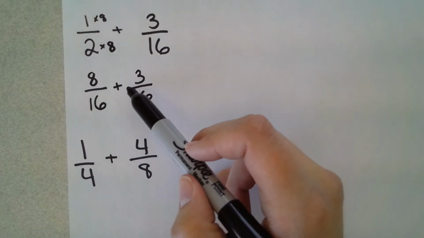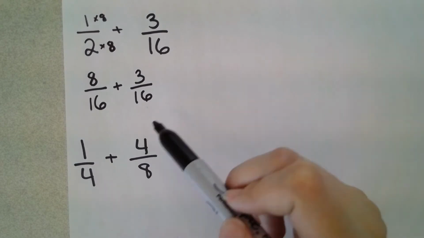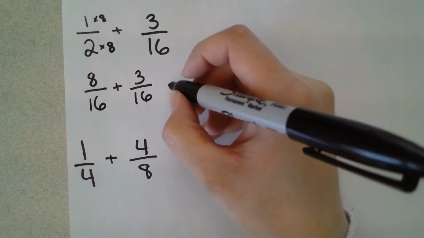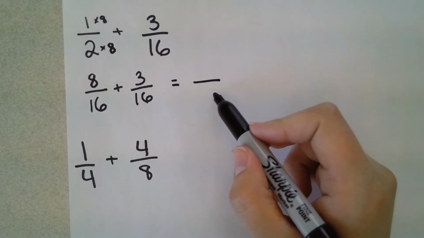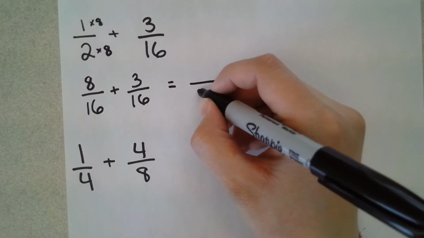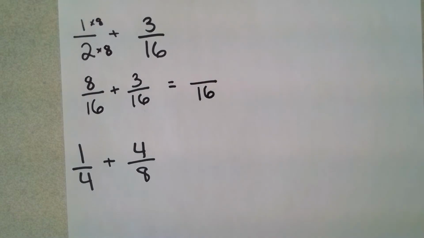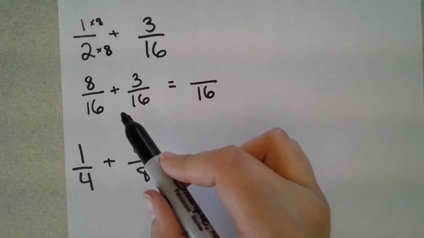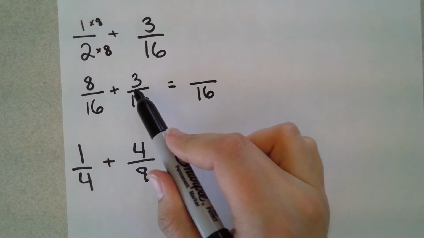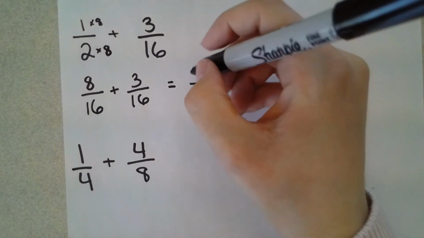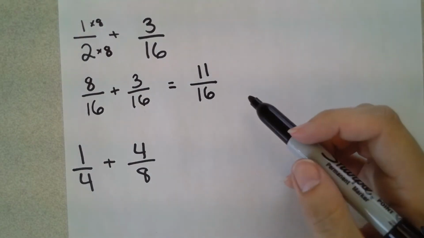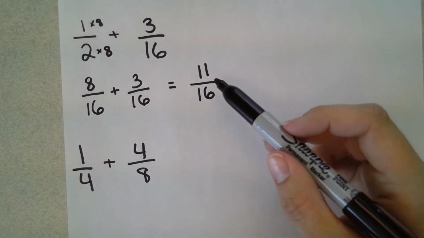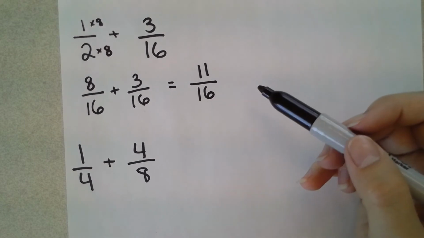Okay, there we go. So this is my new question now. 8/16 plus 3/16. Now these numbers can be added. So equals, the number on the bottom is going to stay the same, 16. And now I just add the numbers on the top. So 8 plus 3, that's going to give me 11. All right, there you go. And then I look at that fraction. Can this be reduced? No, 11 over 16 can't be reduced.